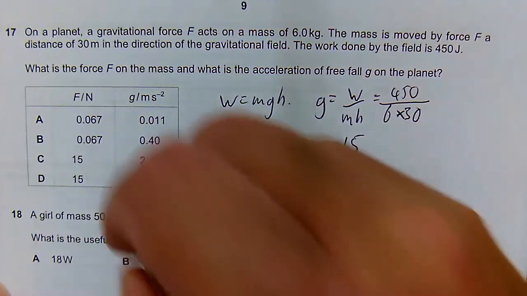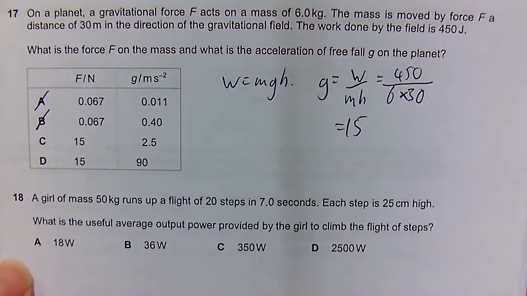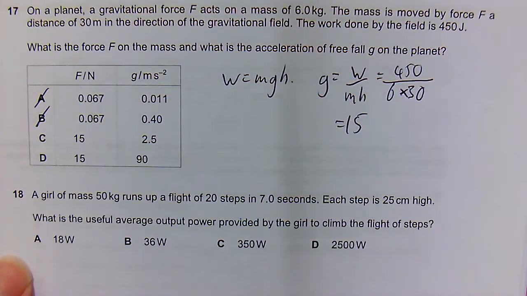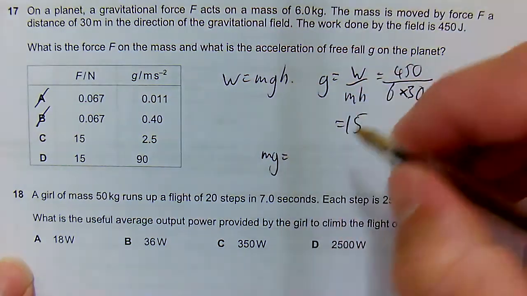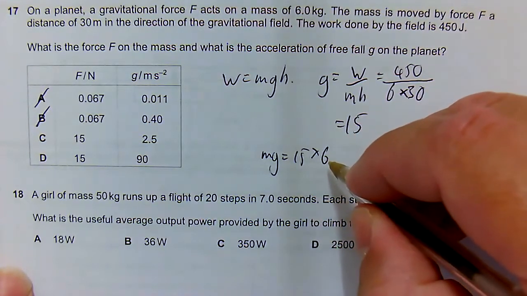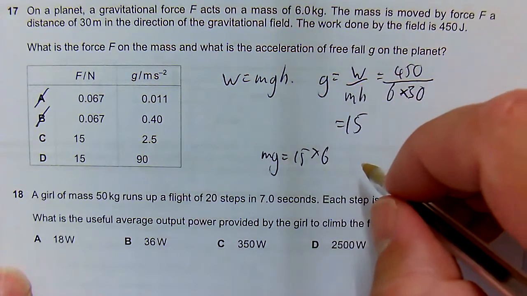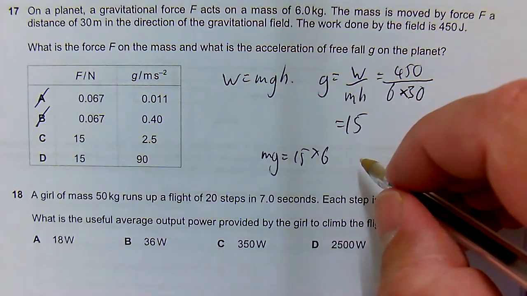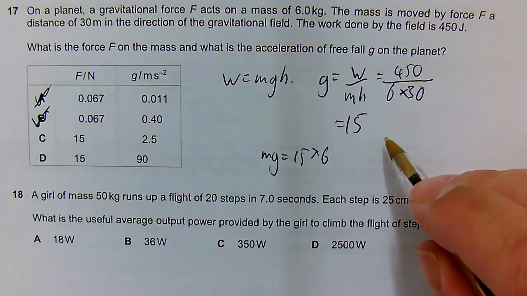Okay, so it's not A or B, it's either C or D. Then to work out the force on the mass, that's simply mg. So mg is 15 times 6. So the answer is, to get this right, double check. No, I've got that wrong. I've done that wrong. I do apologise. That's not 15 at all. So go back again.